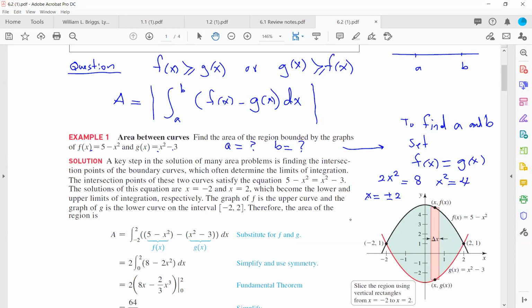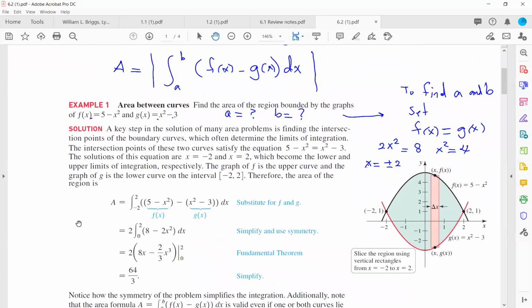The formula says the area is equal to the integral from negative 2 to 2 of f minus g. Again, you could write g minus f and finally put it in absolute value. It is equal to 5 minus x squared minus parentheses. Don't forget about the parentheses because the second function has two terms. Then we distribute the minus sign, and we get 8 minus 2x squared dx.